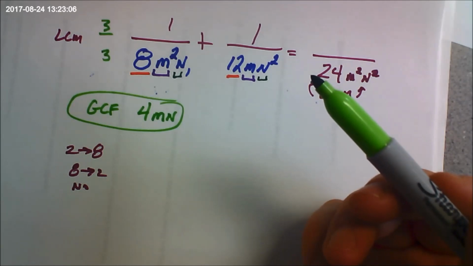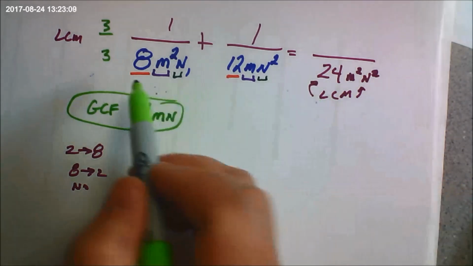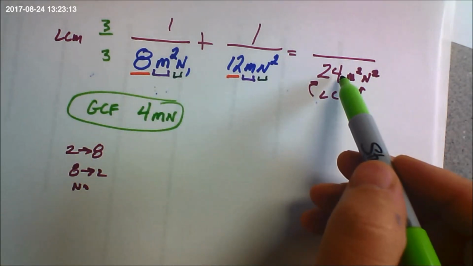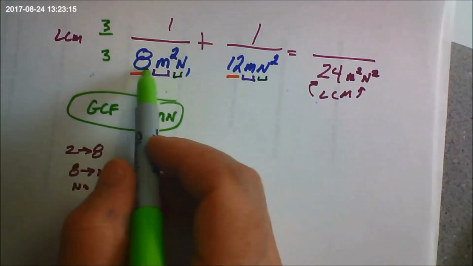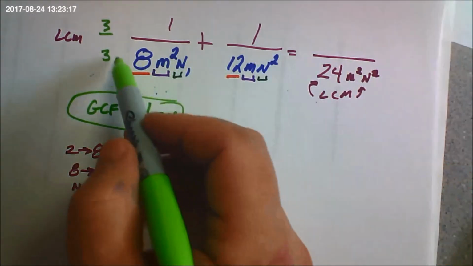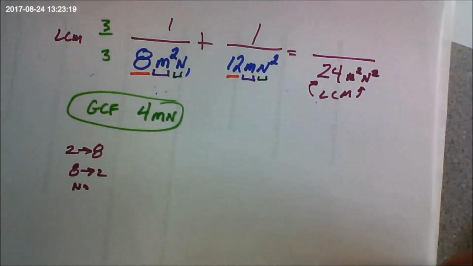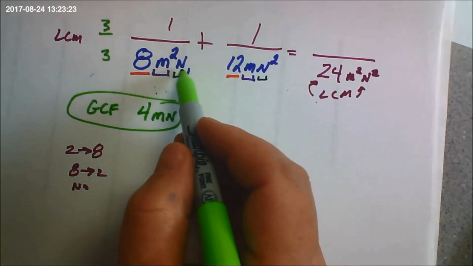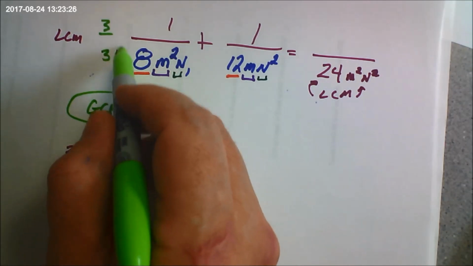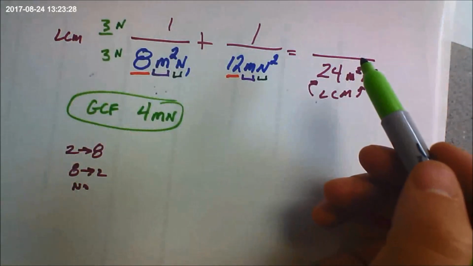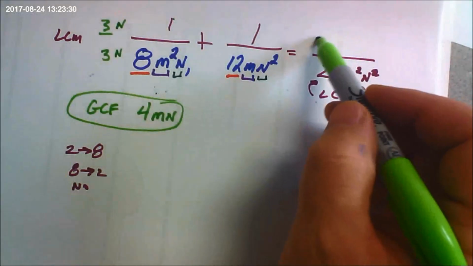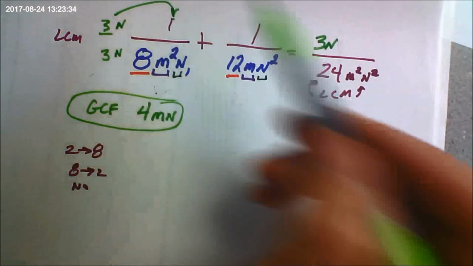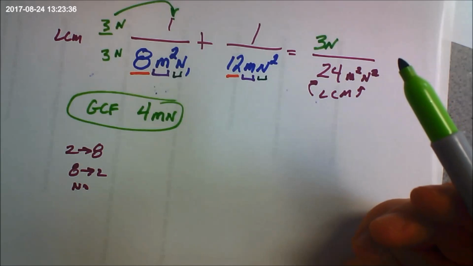Diego, the question was this. I need to turn this 8 into 24. So I have to multiply by 3, because 3 times 8 is 24, but you got to do it to the top as well, right? Now the m squared is already good, right? But the n isn't, so I also have to multiply by n. Do you see, Mariana? So this whole thing right here is going to be 3n times n. Juliana, are we good with that? Okay.